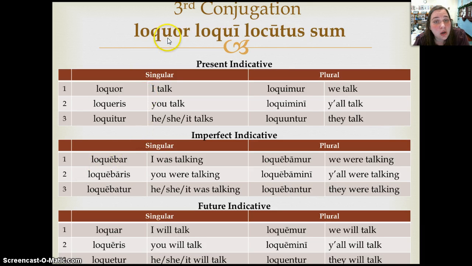Third conjugation, loquor, loqui, locutus sum, means to talk. So again, there's nothing here that's of any surprise. I just want to remind you that the only difference between a second person singular present indicative and a second person singular future indicative is the macron. So it's a very important macron that you guys remember, okay?